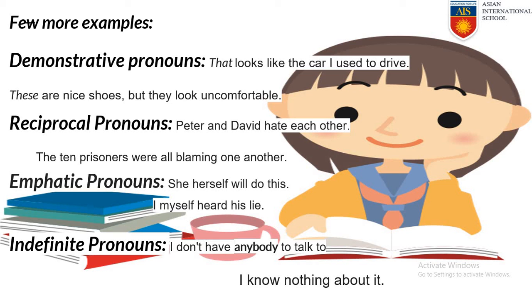Next is reciprocal pronouns. Peter and David hate each other. So the action of hating is reciprocated by Peter and David both. So they are doing this action together. So this is a reciprocal pronoun. The 10 prisoners were all blaming one another. So the 10 prisoners are doing the same action. They are blaming one another. So the action of blaming is reciprocated.